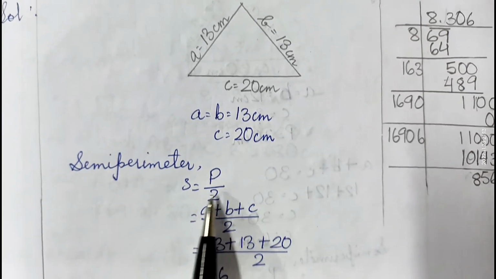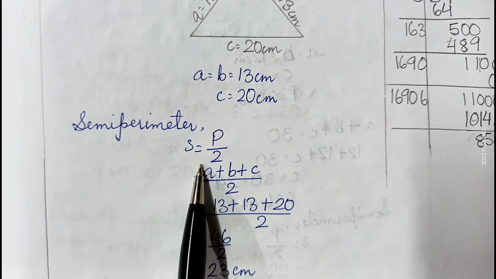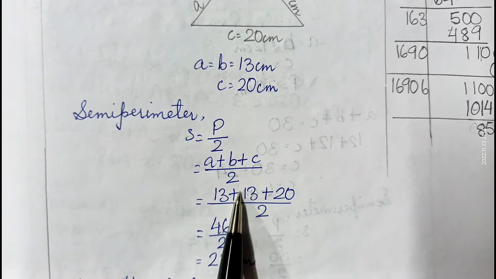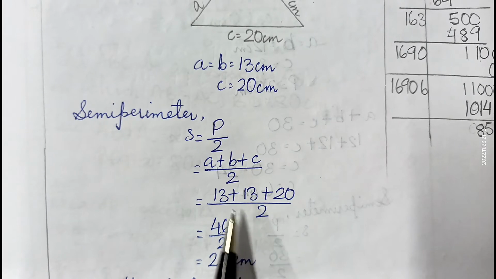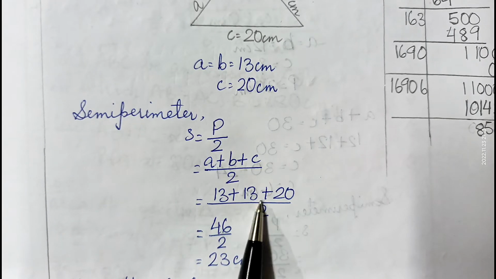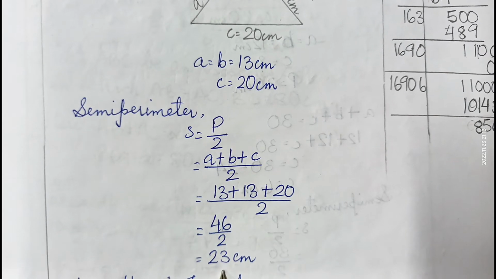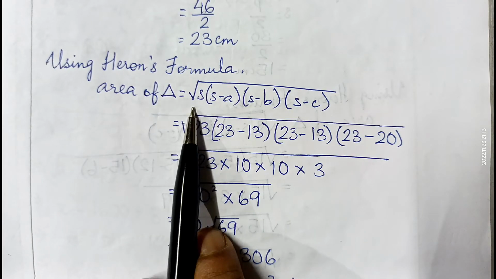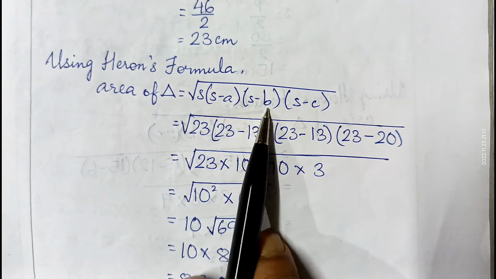Since we are using Heron's formula, we need the semi-perimeter, and we know semi-perimeter is perimeter divided by 2. Here the perimeter will be a plus b plus c divided by 2. 13 plus 13, 26 plus 20, 46 by 2, which will give 23 centimeter. From Heron's formula, we know the area of a triangle is root over s, s minus a, s minus b, s minus c.